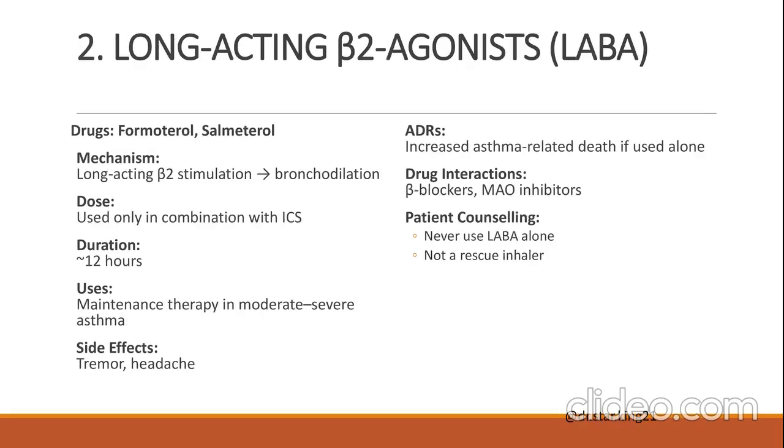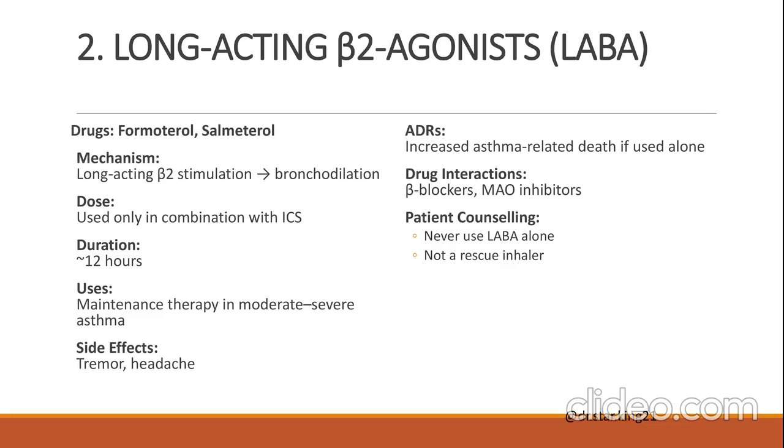Long-acting beta 2 agonist, LABA. Drugs include formoterol and salmeterol. LABAs provide long-acting bronchodilation, but they do not treat inflammation. Therefore, LABA must never be given alone in asthma. They are prescribed in combination with inhaled corticosteroids.